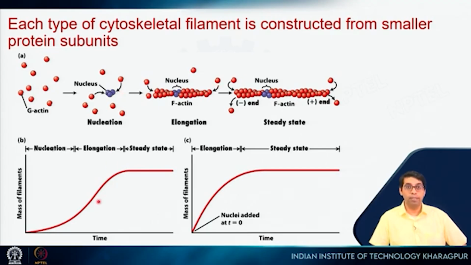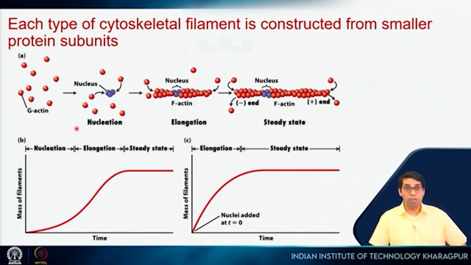So, the mass is increasing, and then ultimately it will reach a steady state where the rate of addition of actin monomer and the rate of dissociation of actin monomer become equal. So, it will not change in length much. So, it will reach a steady state.